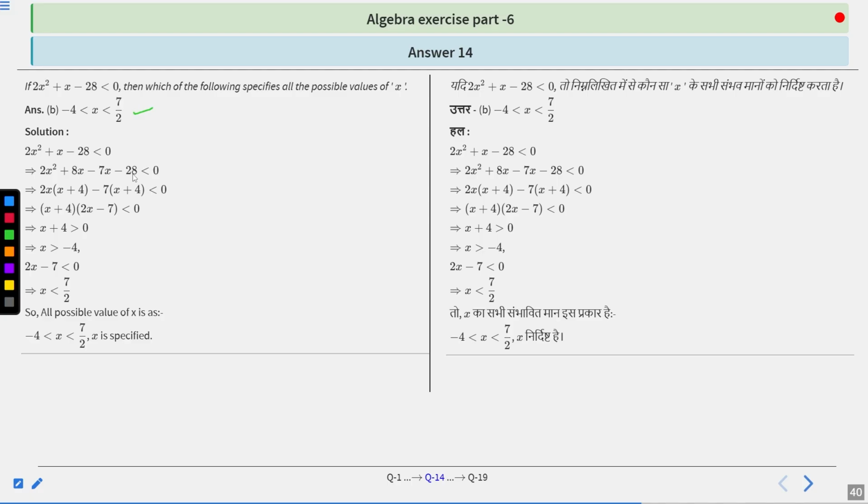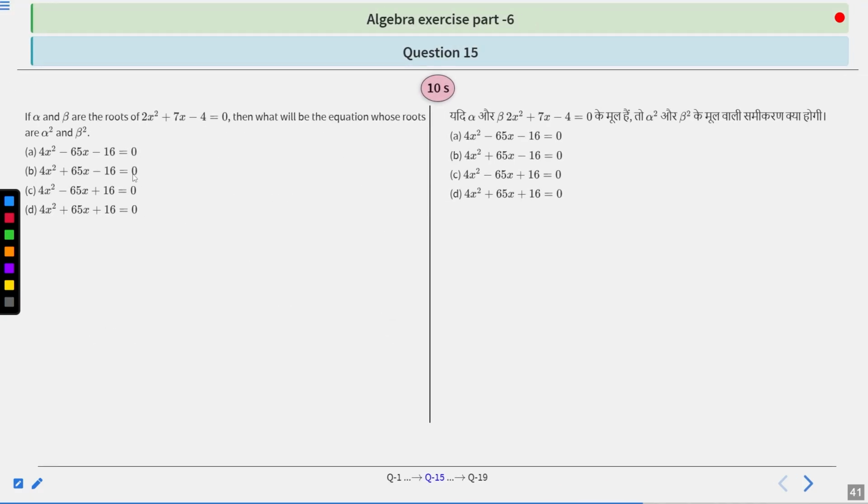Next, if alpha and beta are the roots of 2x square plus 7x minus 4 equal to 0, then what will be the equation whose roots are alpha square and beta square?